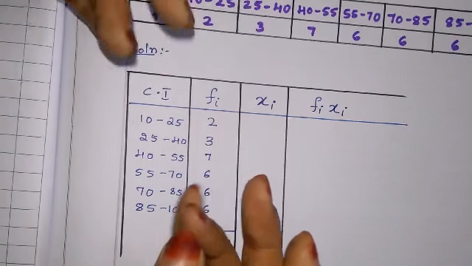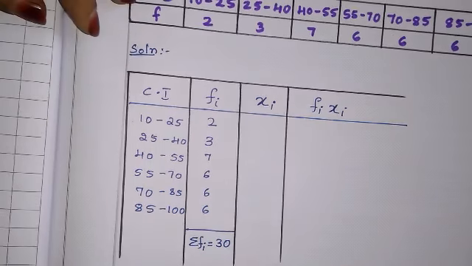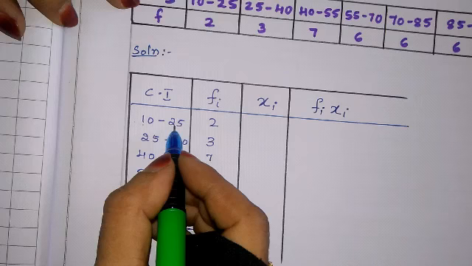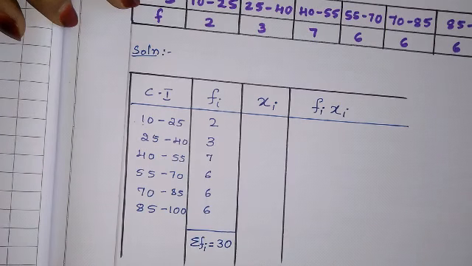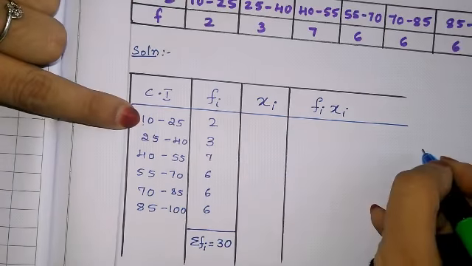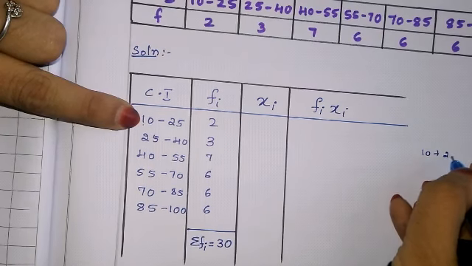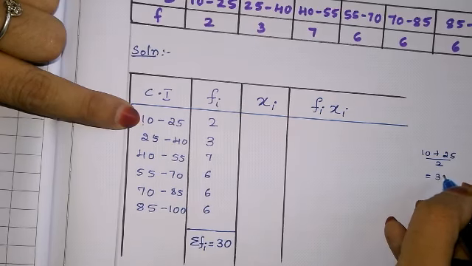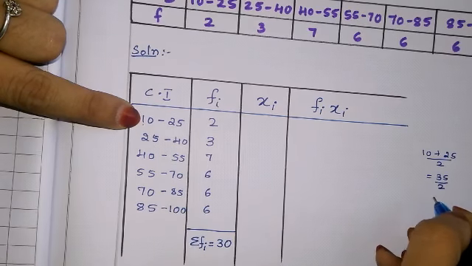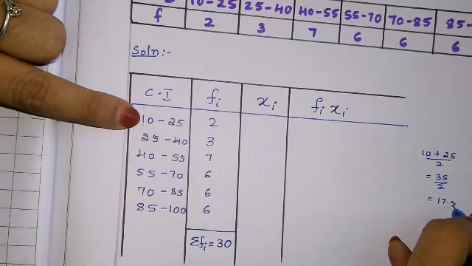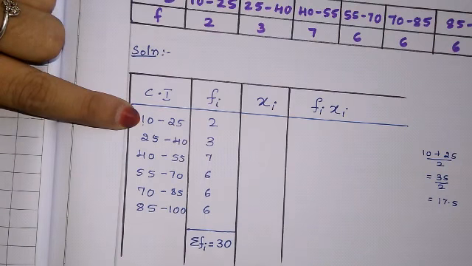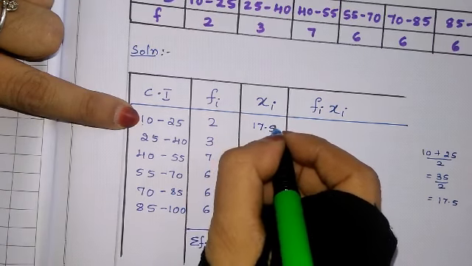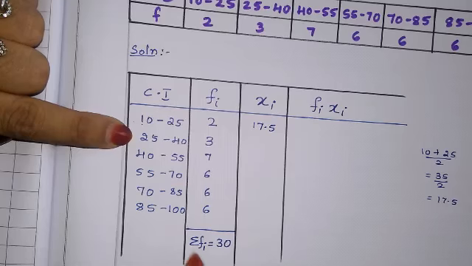By counting with the hands also we can find, or else first number plus second number divided by 2. That is one method, that is 10 plus 25 by 2. 10 plus 25 is nothing but 35. Half of 35 is nothing but 17.5. So this is 17.5. Like that you have to find this.